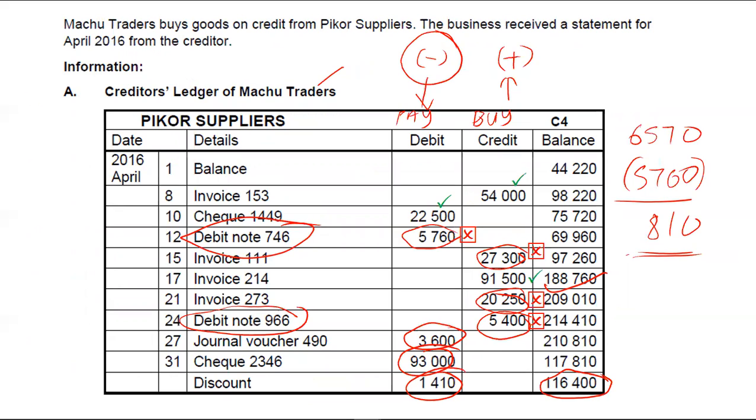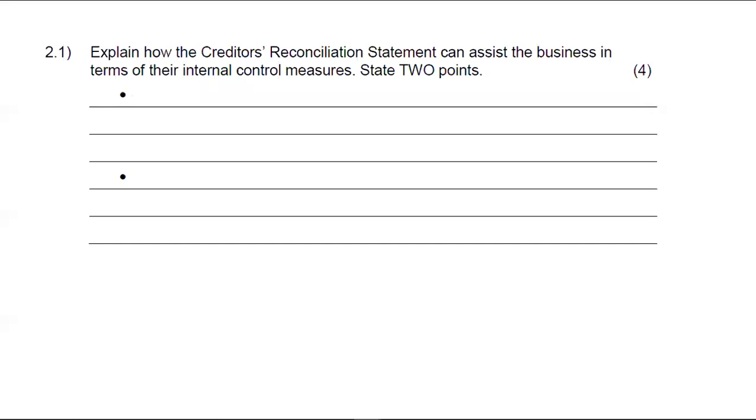Okay, now let's go straight to the questions quickly. In the questions, basically the first question simply asks you, why do we prepare a creditors reconciliation statement? The first reason I can come up with is that it serves as an internal control measure. Remember, a person that prepares the creditors ledger and the creditors general cannot be responsible for preparing the creditors statement or the creditors reconciliation statement. This is because we want to use it as an internal control measure. So someone senior must actually prepare this. That is for us to detect fraud.